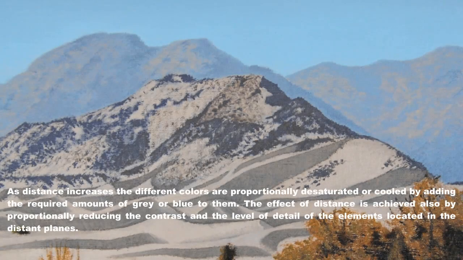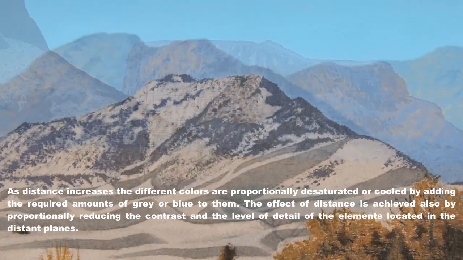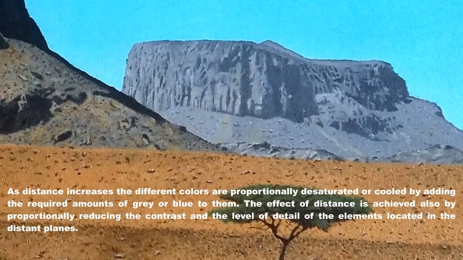As distance increases, the different colors are proportionally desaturated or cooled by adding the required amounts of gray or blue to them. The effective distance is achieved also by proportionally reducing the contrast and the level of detail of the elements located in the distant planes.